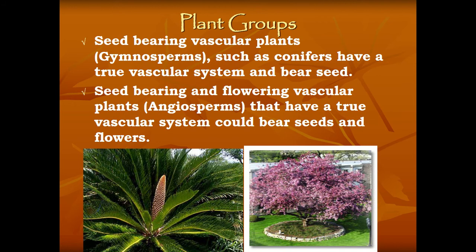Next are vascular plants that do have seed, however, they do not have a flower. This type of plant is known as a gymnosperm, such as a conifer, that has true vascular tissue and also has seed. And last but not least is a group of plants that have a seed, flower, and also a vascular system, and it is known as angiosperm.